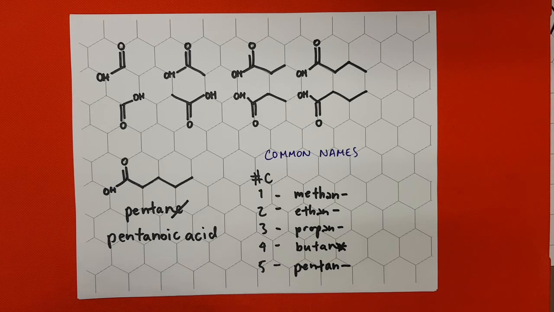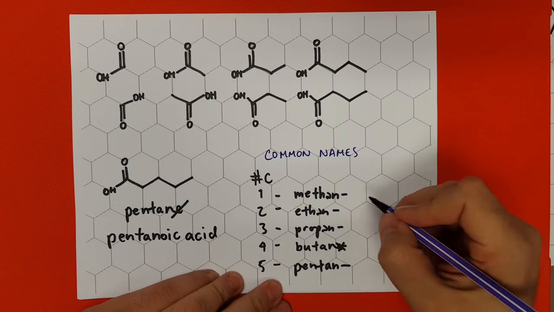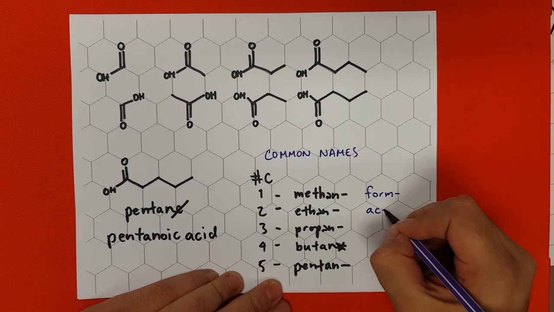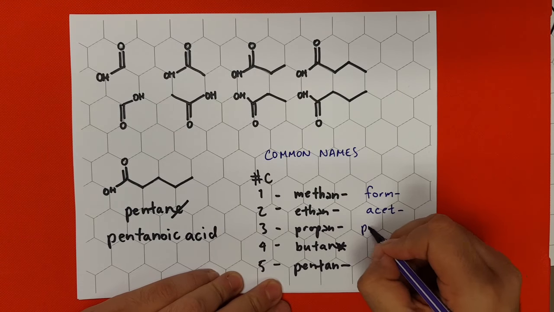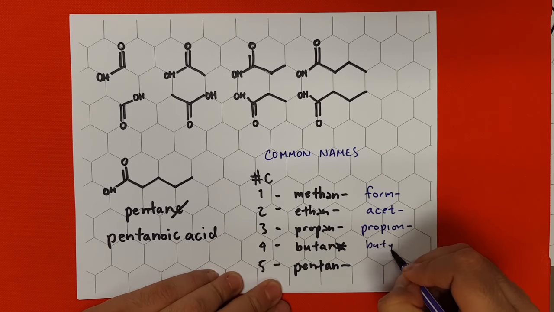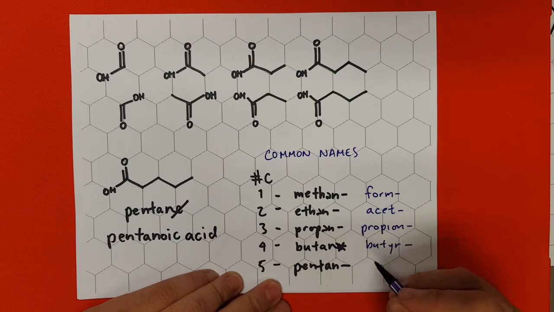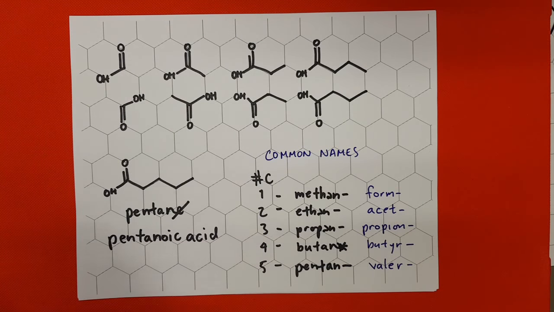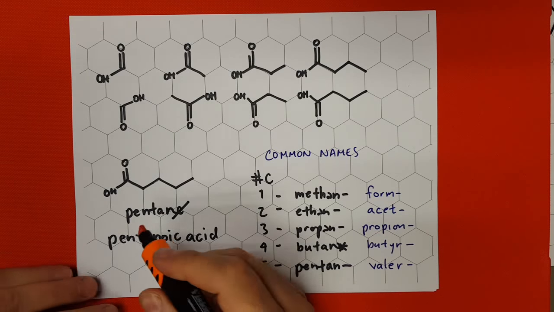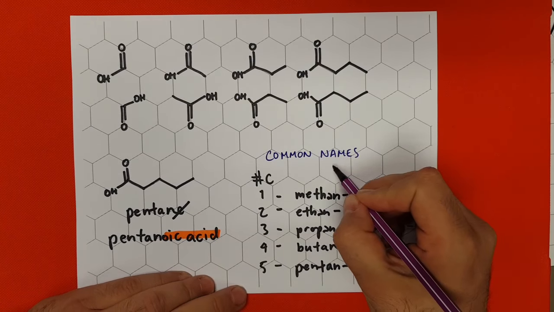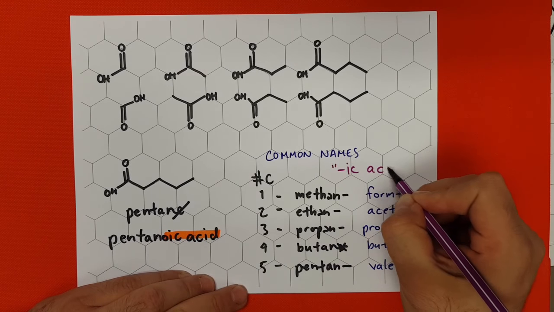But for common names, we get new little prefixes that we have to memorize. For number 1, it's going to be form. For number 2, it's going to be acet. For number 3, it's going to be propion. For number 4, it's going to be butyr, B-U-T-Y-R. And for number 5, it's going to be valer. But in this case, instead of adding the whole oic acid ending, we're just going to add ic acid. And I'm going to write that again. Common names end in ic acid.